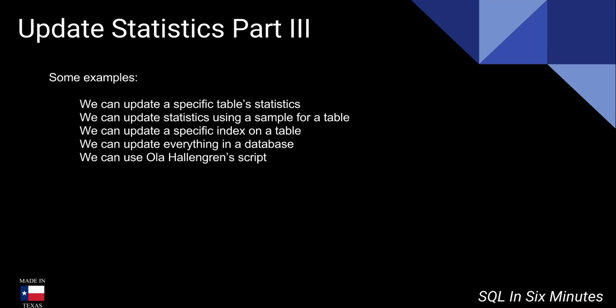All right, let's look this morning at updating statistics, part 3. So we're going to look at a couple of examples. We can update statistics for a specific table. We can update statistics using a sample for a table. We can update statistics using a specific index on a table. We can update everything in the database, or we can, of course, use Ola Hallengren's script to update statistics. So let's look at a couple of those examples here.